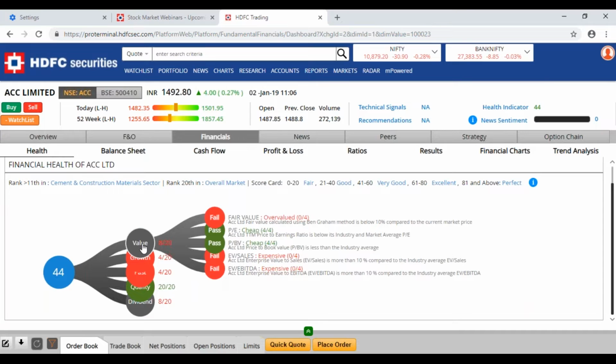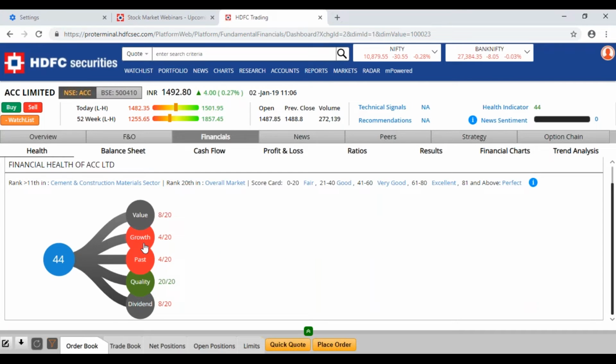And the beauty of the entire ProTerminal is that it uses color coded language. Wherever you find something in red, that means that's a negative sentiment or a negative news. Whenever you see something in green, that's a positive one, and gray is neutral, neither positive nor negative. Right? And this company is having a score of 44.